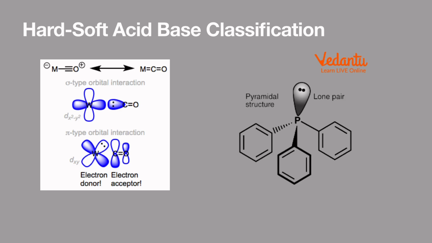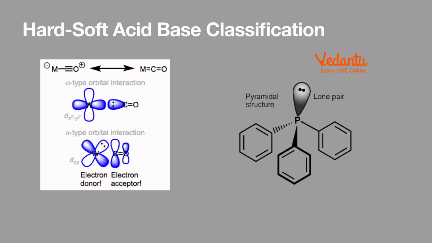Carbonyl donates electrons to the metal through sigma donation, but it accepts electron density back into its empty anti-bonding pi orbitals through pi back bonding. Since carbonyl is highly polarizable and has low energy anti-bonding pi orbitals, it acts as a soft base and stabilizes low valent metals like iridium.